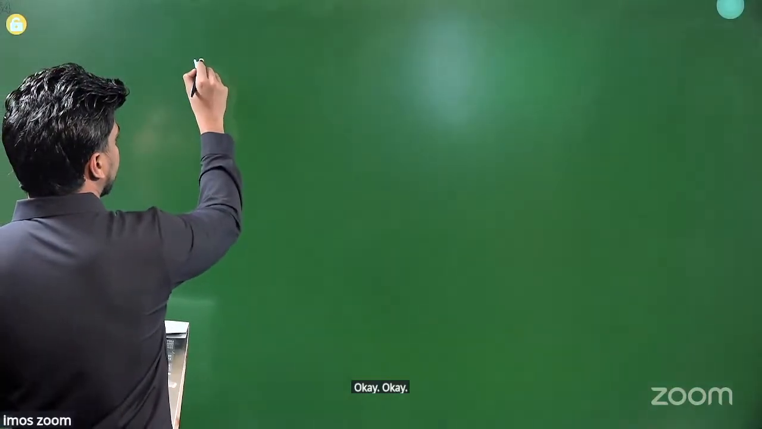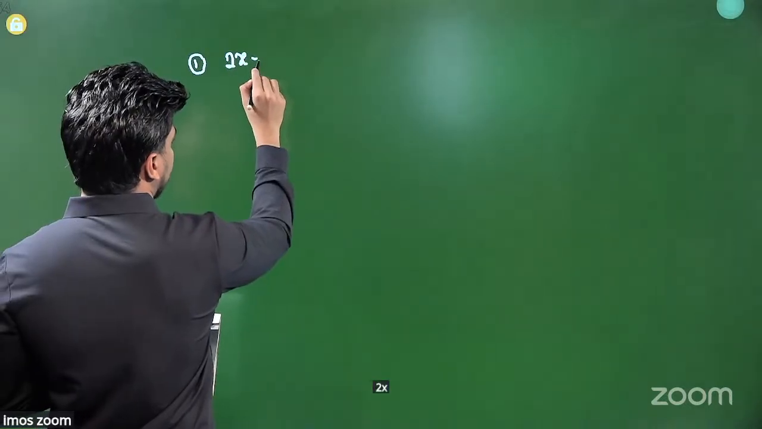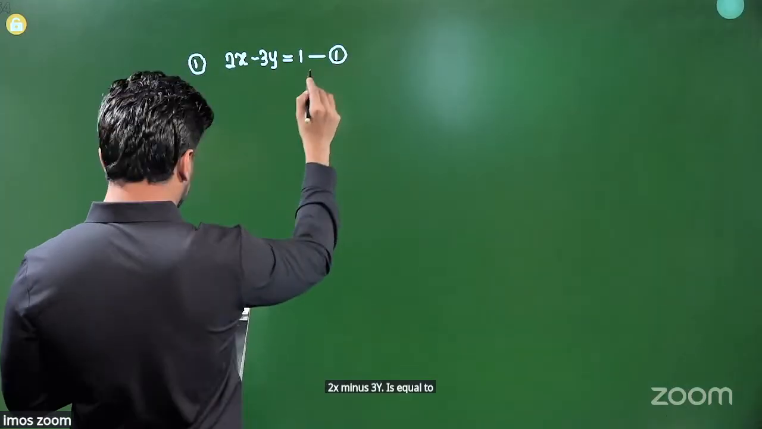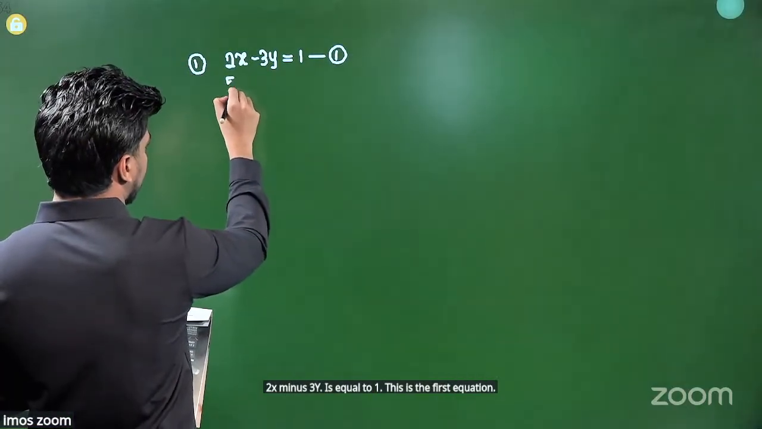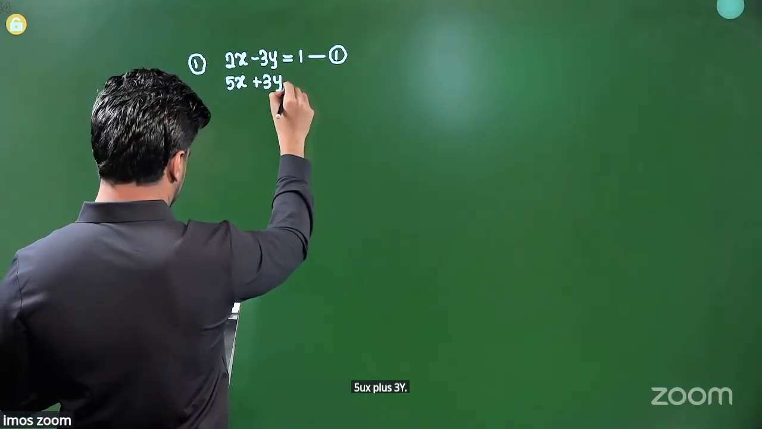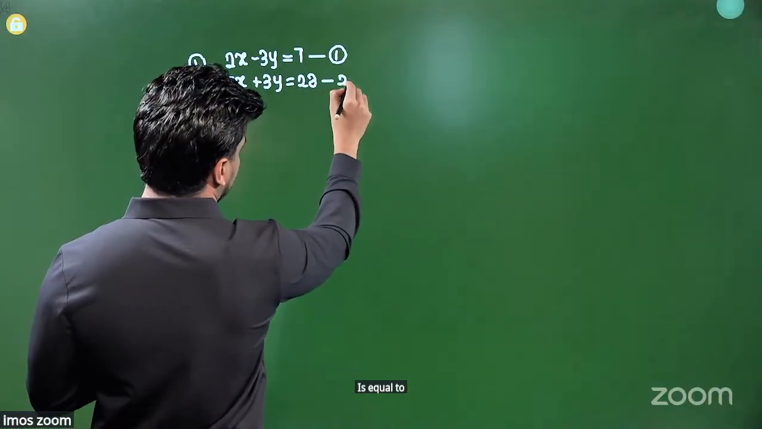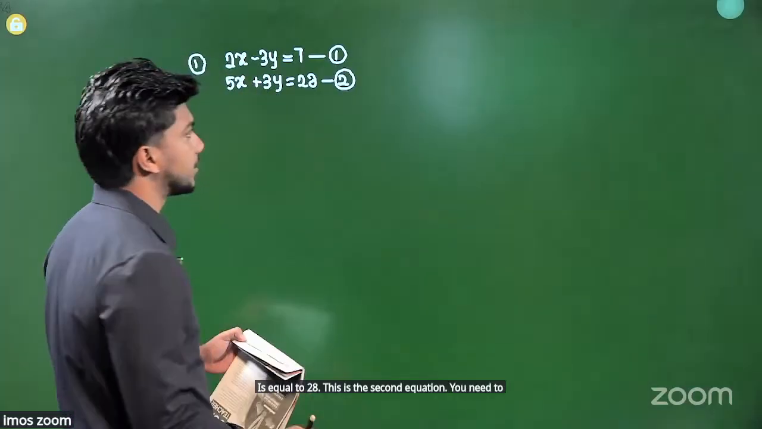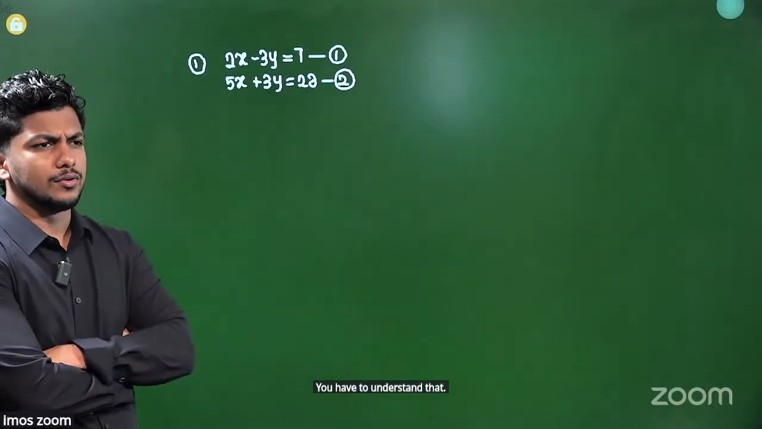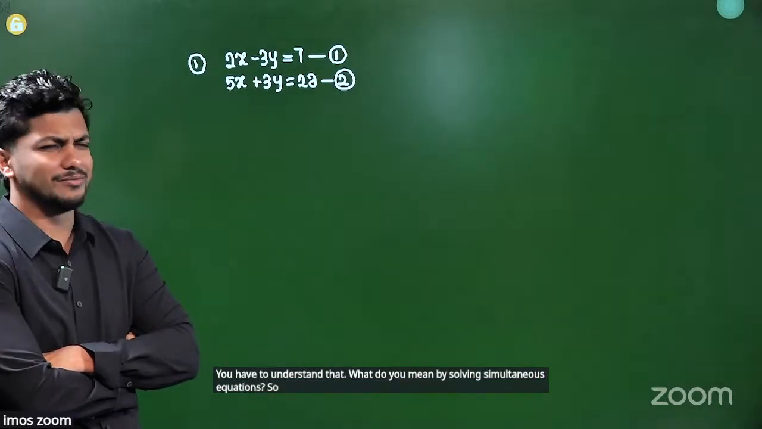Okay, number 1. 2x minus 3y is equal to 1. This is the first equation. 5x plus 3y is equal to 28. This is the second equation. You need to solve this simultaneous equation. You have to understand what we mean by solving simultaneous equations. What is the meaning of that?